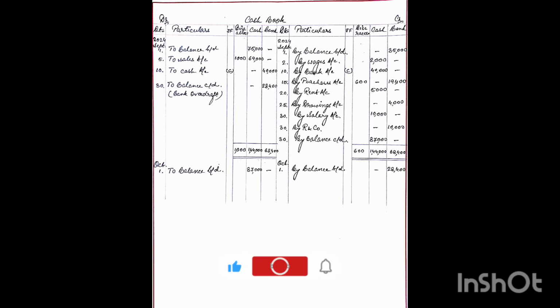It will give you a clear understanding for that. Now for the September 10, we make the entry to cash account under the bank column 40,000. On the credit side, by bank account under the cash column 40,000. Do not forget to mention that letter C under the folio columns, both on the debit side as well as the credit side, because it gives a clear understanding that you have made a contra entry.